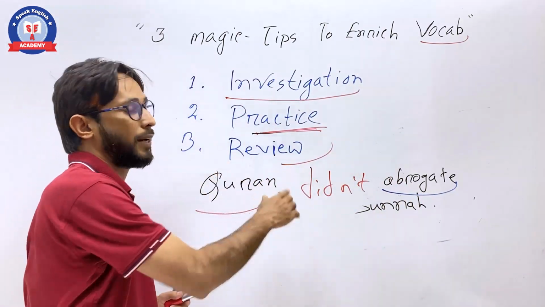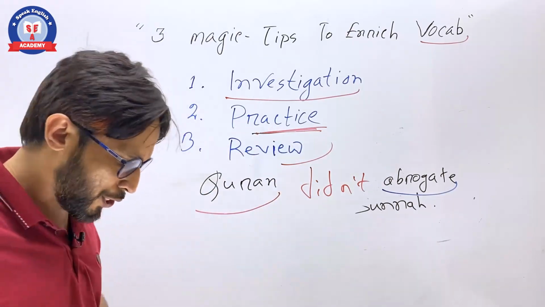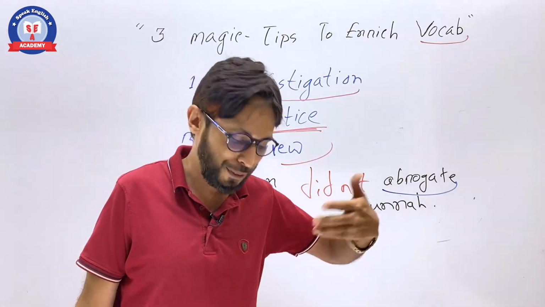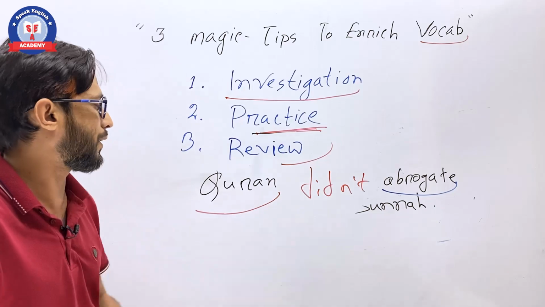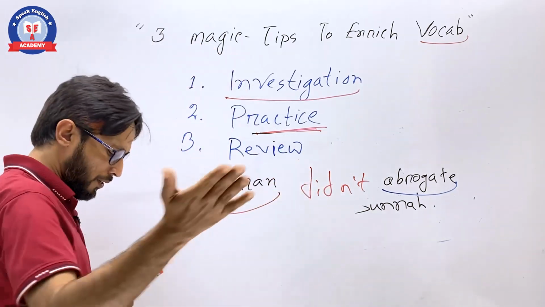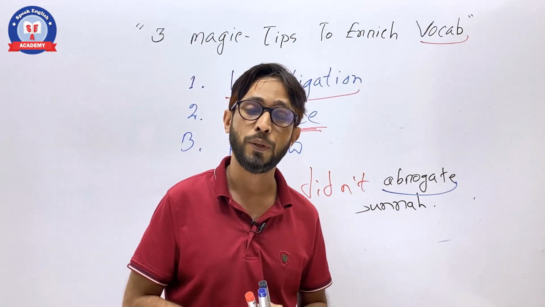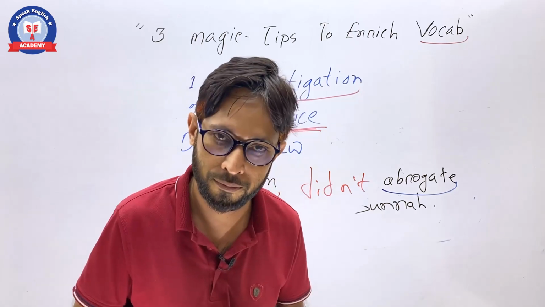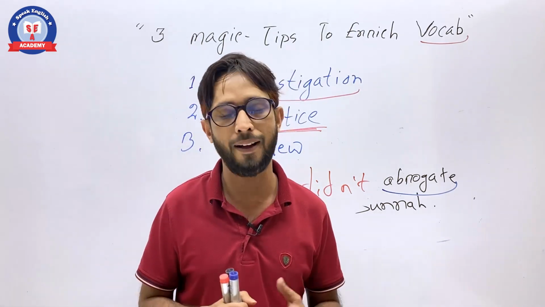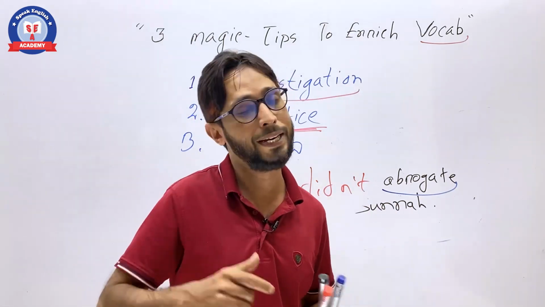So number 3, review. What is the third step and how can we review it? Suppose you find a new word, you investigate it and you practice using this word, right? So now it's time to review it. So is it possible for you to review your sentence? Not at all. You have to show your sentence to a teacher. But if you don't find any teacher, what should you do? Yeah, you have to talk to a person who is better than you in English, right?